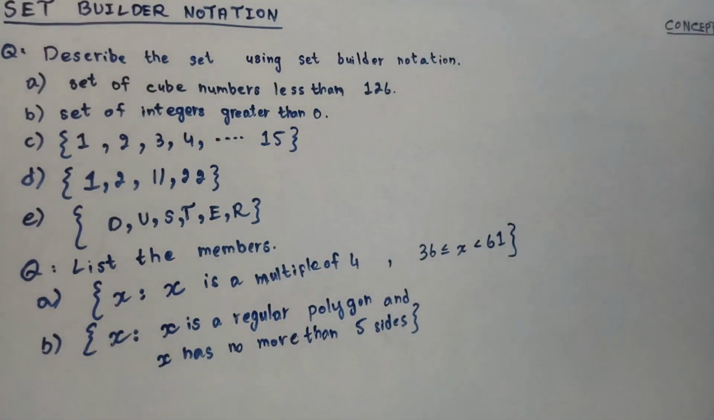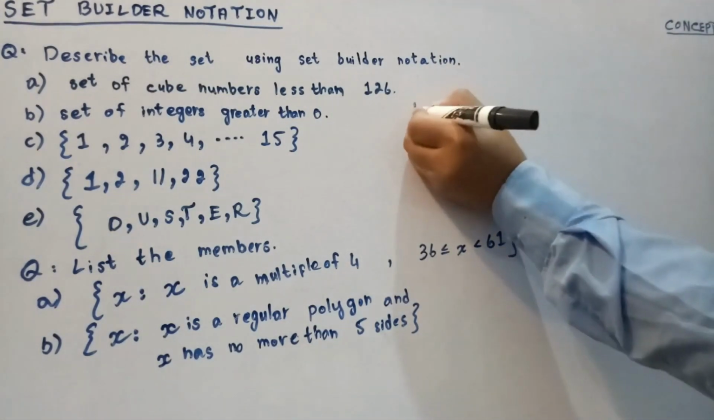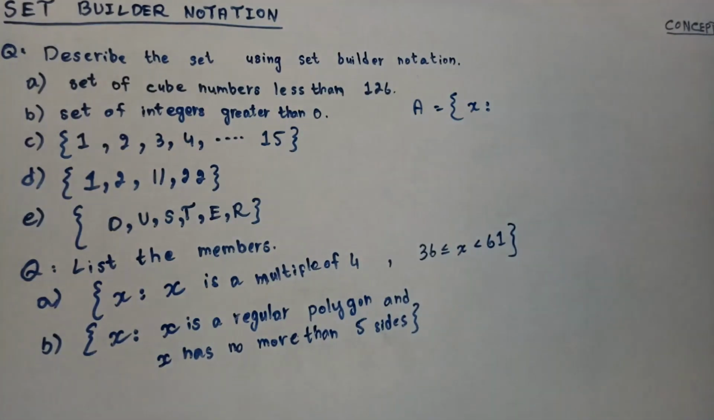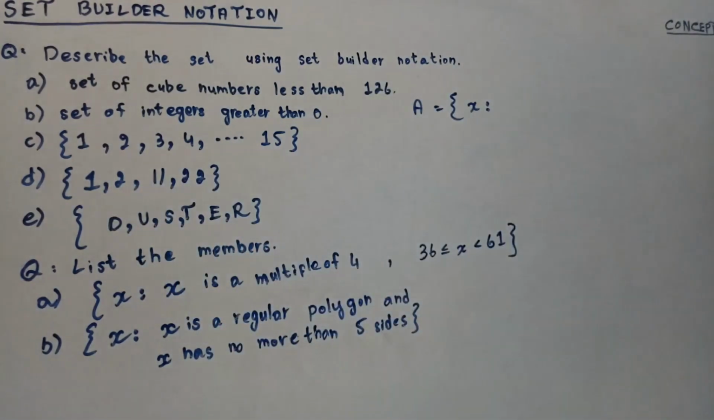Alright, here we have this thing in part D. Here we have 1, 2, 11, and 22. Alright, let's say we have a set A, and in this the elements, let's say these are X. Here we have to describe what types of elements these are. 1, 2, 11, 22.